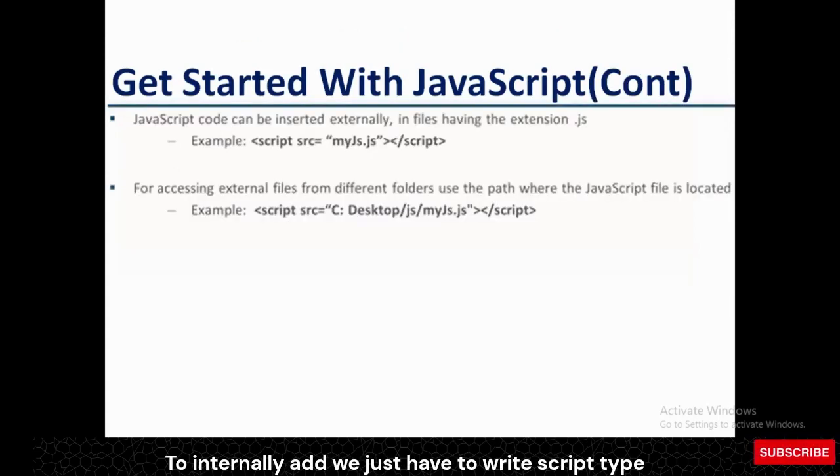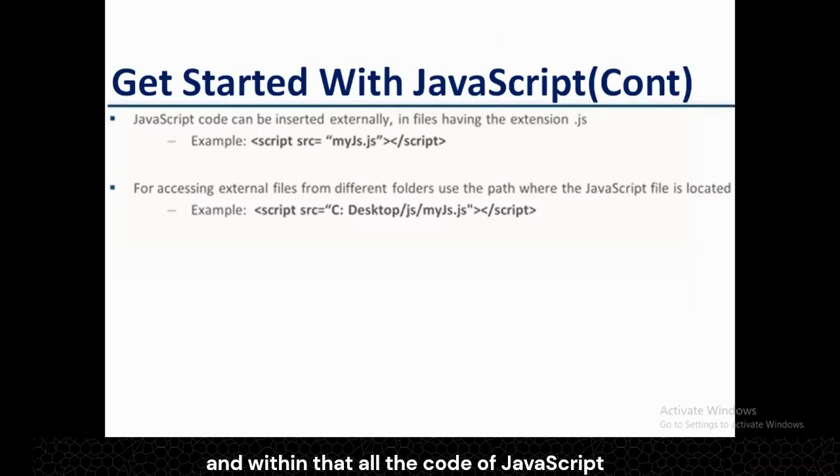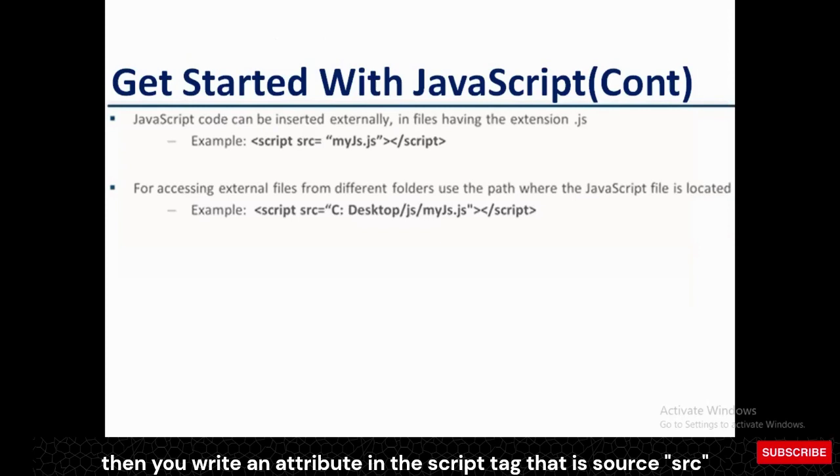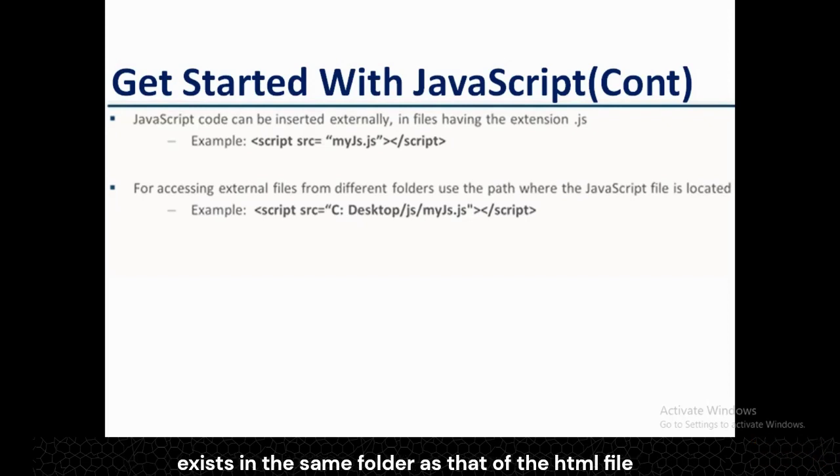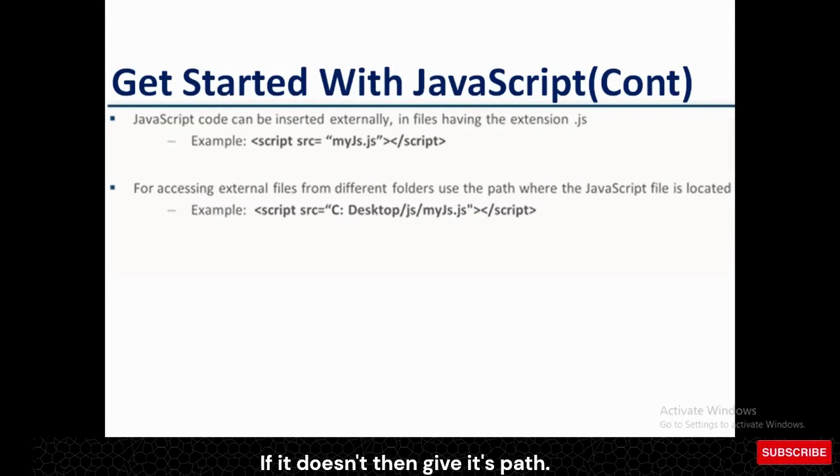How to add it internally and externally? To add it internally, we just have to write the script tag and within it all the JavaScript code. If you want to add it externally, then you write an attribute in the script tag, that is src. SRC stands for source. You write the name of the file. Does the JavaScript file exist in the same folder as the HTML file? If it doesn't, then give its path.